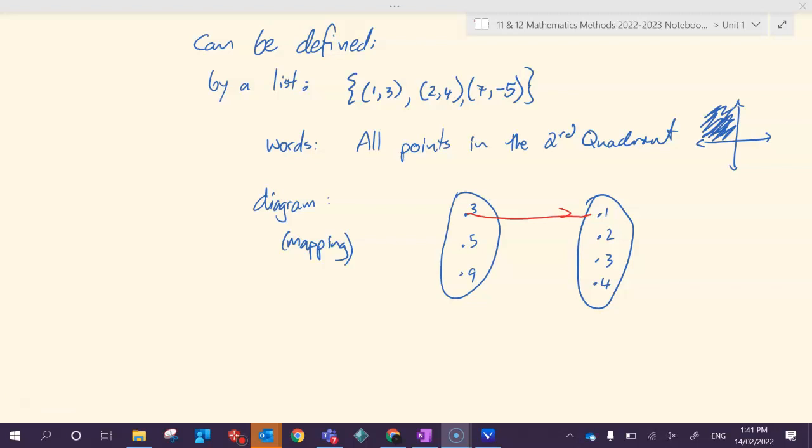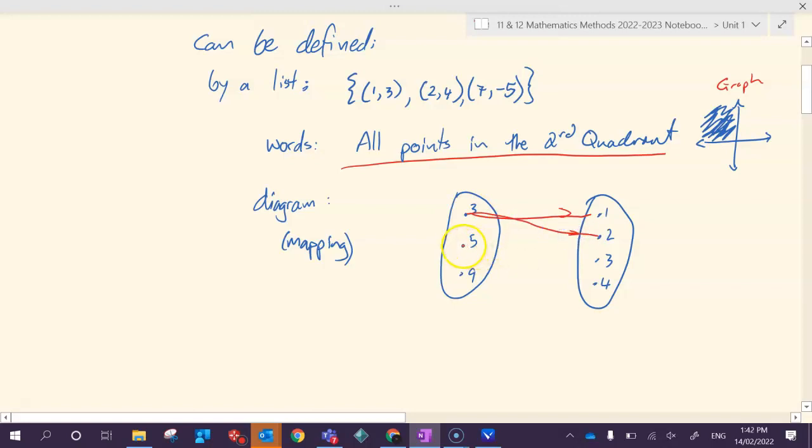So here we've got a list. We could use words to describe all points in the second quadrant. We could use a graph or a graph. I don't care how you say it. We can have a mapping.